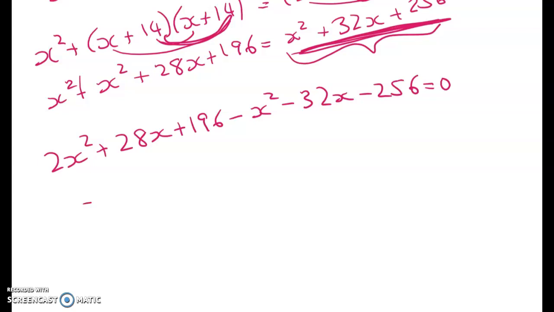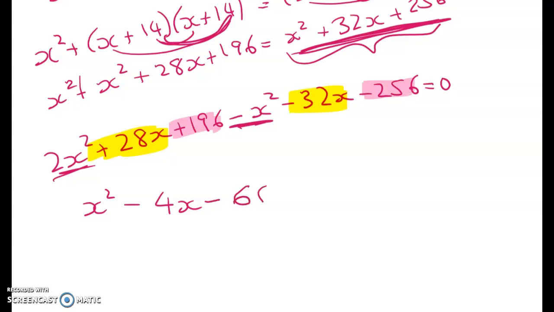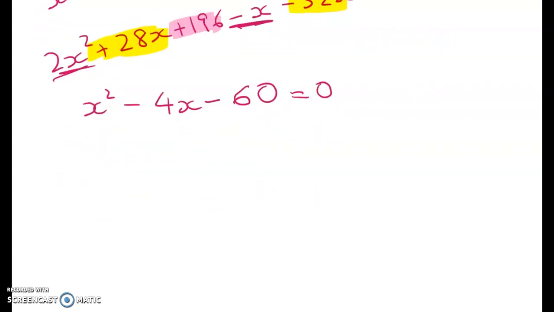Right, let's clean this up. Well, we've got x squared, so 2x squared take away x squared. And then I've got plus 28x minus 32x, so minus 4x. And now plus 196 minus 256 gives me minus 60, I think, yep, equals 0. And again, I've deliberately picked numbers here that are going to factorize, but if they don't, you'd go and do the quadratic formula. So this is a very easy equation to factorize.